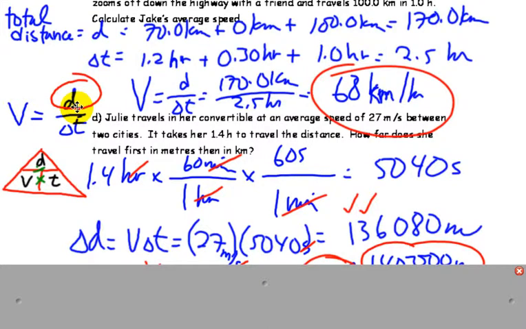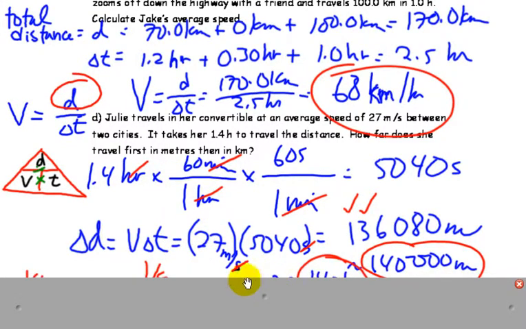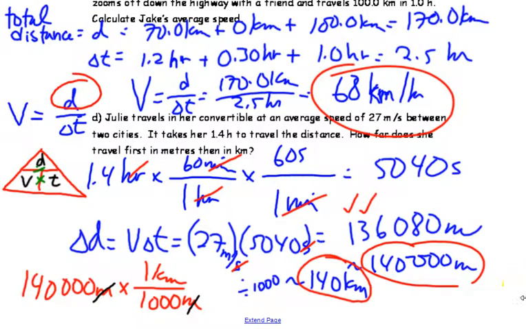So substituting it into my formula here when I've solved for D, V times T, and you can see why we have units of seconds here, because they should cancel out, and we're left with 136,080 meters. There's 2 sig figs here, so you can see I kept the 1 and kept the 3. The 6 tells me I need to bump the 3 up to a 4. So it's 140,000 meters. And then lastly, to solve for kilometers, 1,000 meters is 1 kilometer, so I divide by 1,000 and I get 140 kilometers.